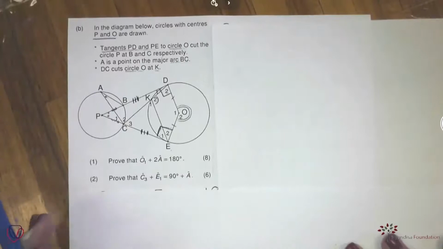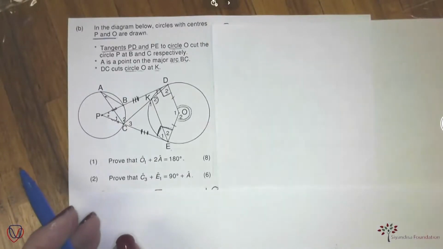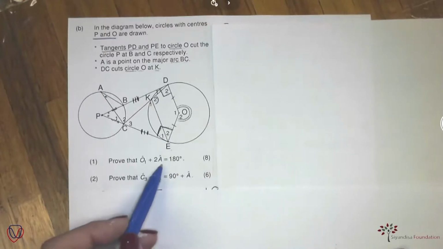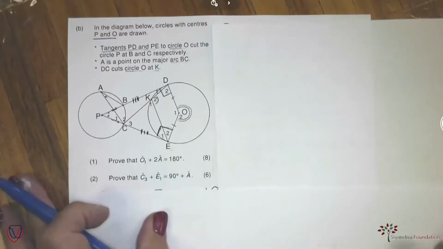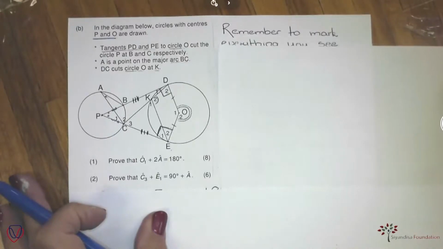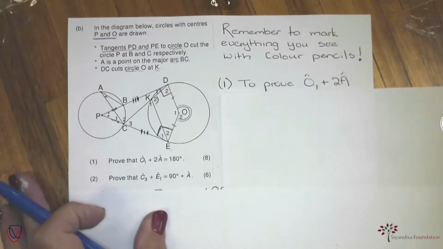Okay, so now I think we've marked most of our things. Remember all your old knowledge also? And then let's go to the questions. Prove that O1 plus 2A is 180. Immediately, this is not level 1, but really not level 4. Rather level 2. I would say that. There I also wrote again. Remember to mark everything you see with your color pencils.